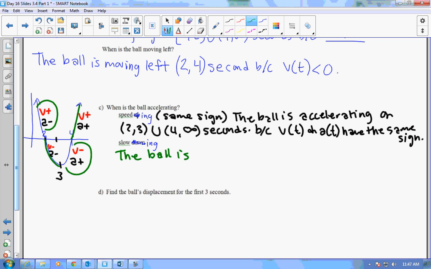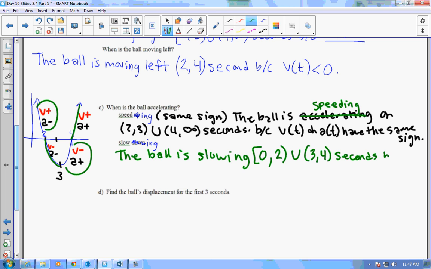So the ball is, oh, we should probably say speeding, not accelerating, is slowing on the interval, what to what? Where does it start slowing? Can there be negative time? Is the ball going to be at a negative time? No. So I'm going to do bracket 0 to 2. And where else? 3 to 4 with parentheses. Seconds. Because velocity and acceleration have different signs.